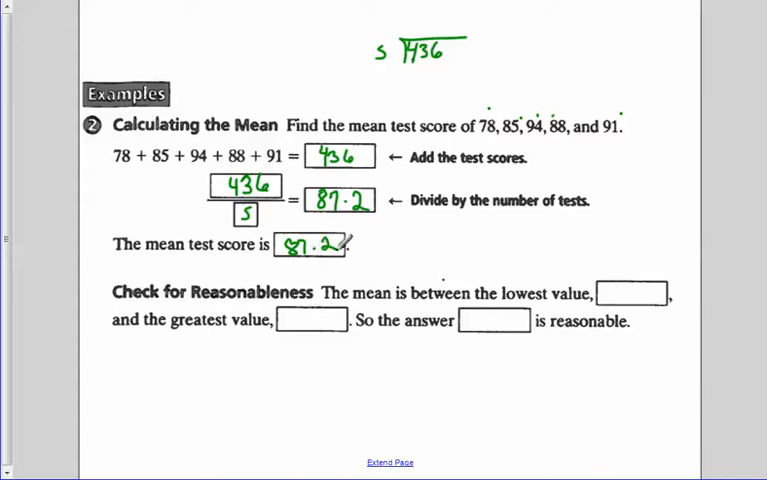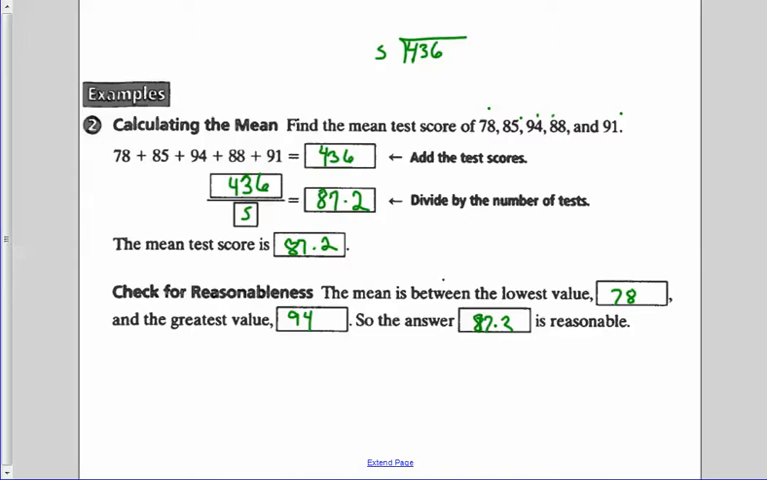All right, check for reasonableness. So 87.2, does that even make sense? We have to ask ourselves that. Well, the lowest value of our data set was 78, and our greatest value of our data set was 94. So an average is typically somewhere in between those two. And 87.2 is between 78 and 94. So the answer 87.2 is reasonable. It is.